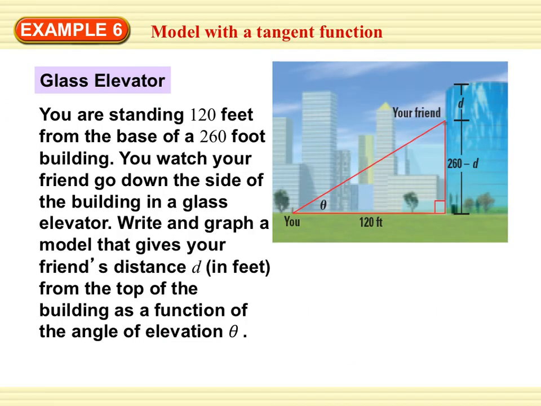Okay. Glass elevator. You are standing 120 feet from the base of a 260-foot building. You watch your friend go down the side of the building in a glass elevator. Write and graph a model that gives your friend's distance d in feet from the top of the building as a function of the angle of elevation. So going down in a glass elevator.